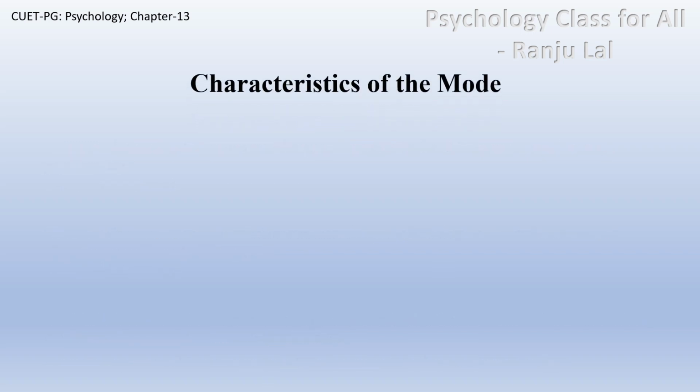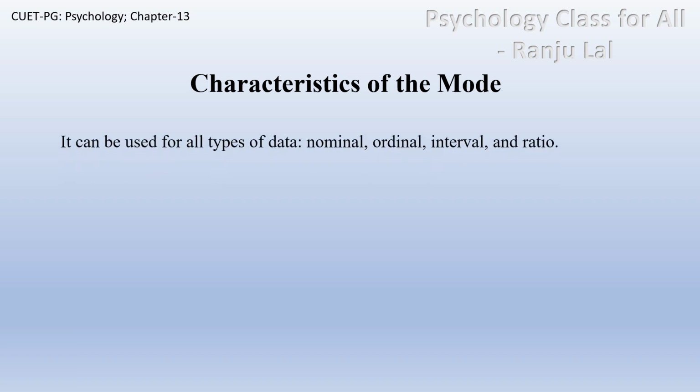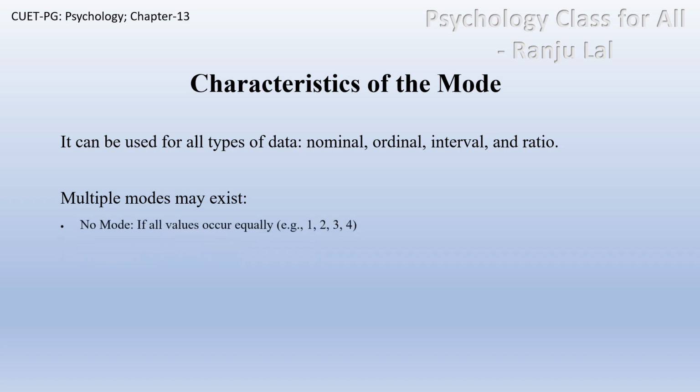So now about the characteristics of the mode. It can be used for all types of data, including nominal, ordinal, interval, and ratio. Multiple modes may exist. There are four types of modes. First is no mode. I have written the example as 1, 2, 3, 4. So all values occur equally; none of the values is getting repeated.